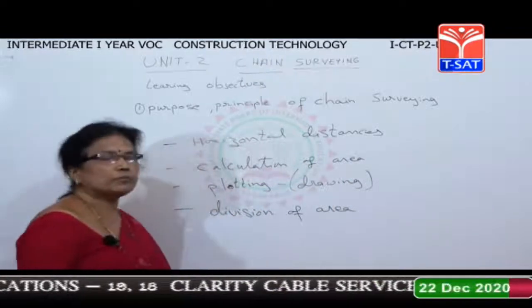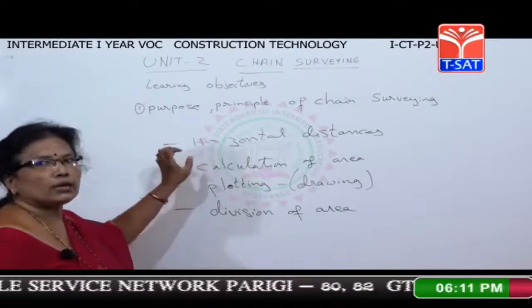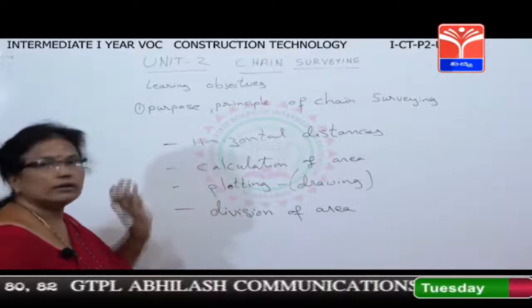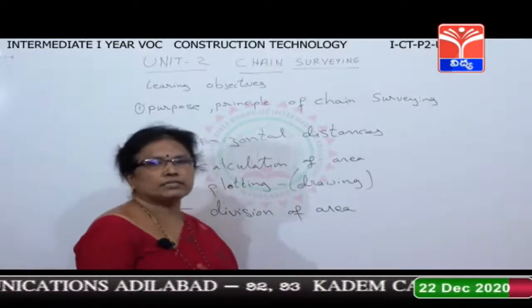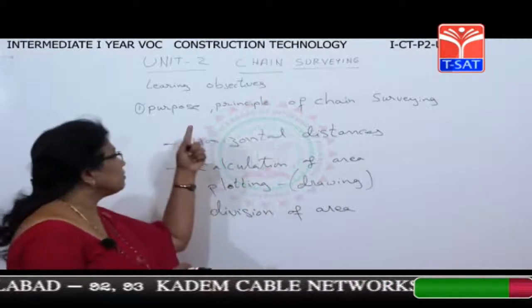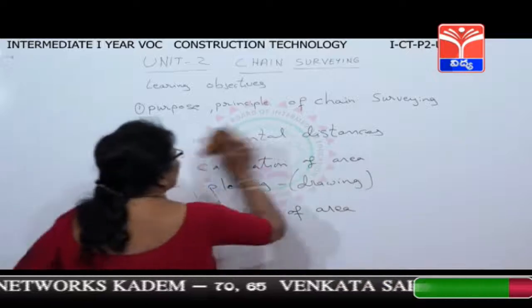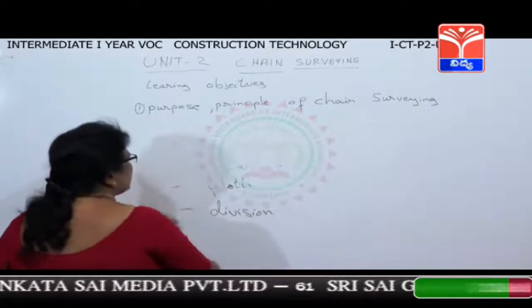So these are the purposes of chain surveying: to measure the horizontal distance, to calculate the area, for plotting, and for division of the area. As you all learned in the first chapter, the main principle of chain surveying is to divide the whole area into small parts. To work from, what's the main principle?